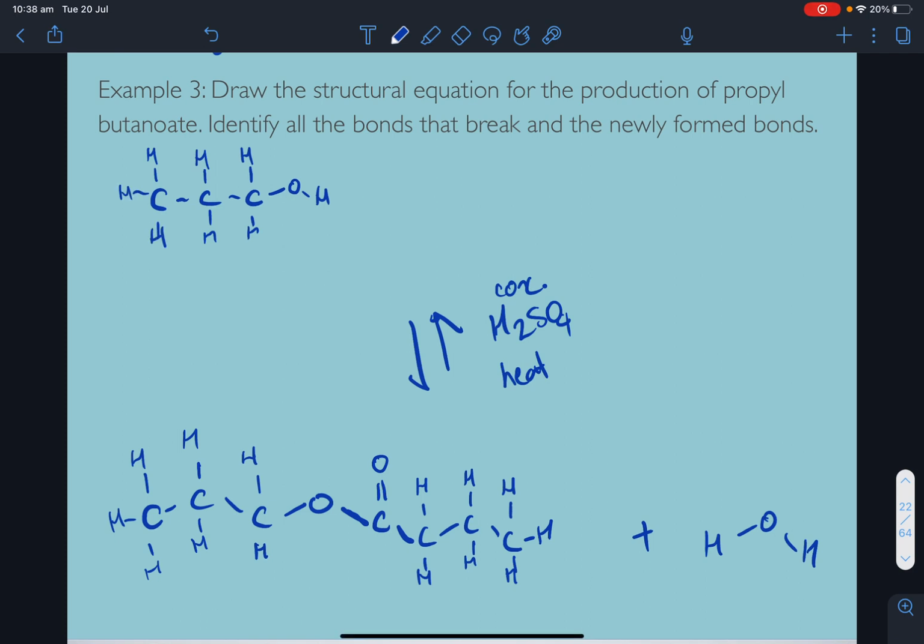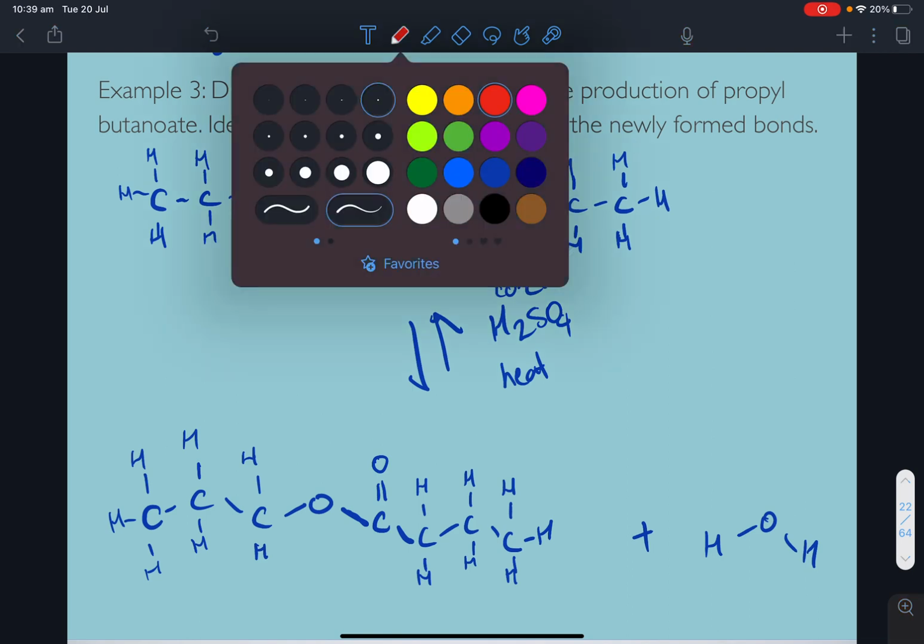And butanoic acid. 1, 2, 3, 4. With my carboxylic acid head there. Fill in the hydrogens. Okay. Identify the bonds that break. Okay. The bonds that break. Can I recall it properly?